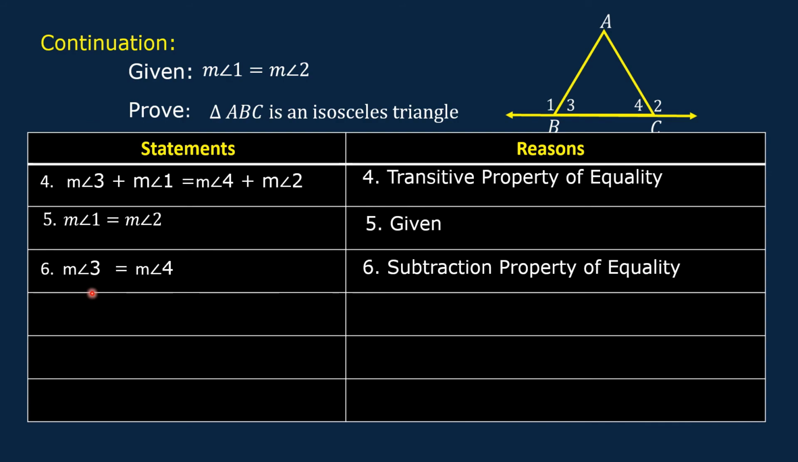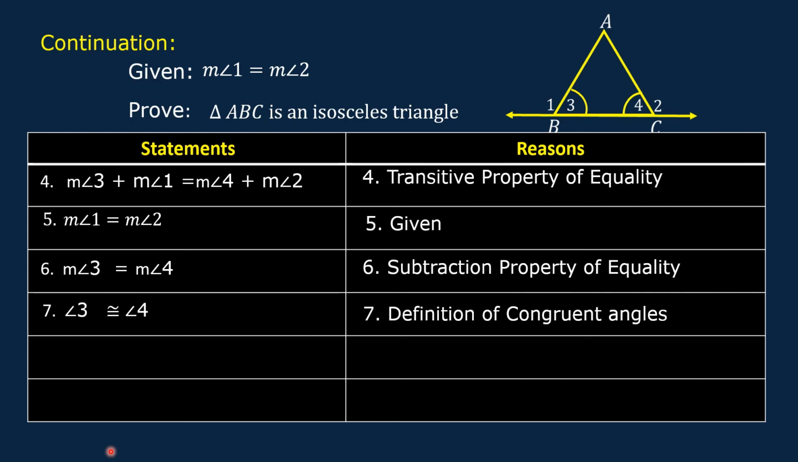If two angles have equal measures, then they are congruent. So for statement number 7, we have angle 3 is congruent to angle 4. Let us indicate this in the figure. So our reason, definition of congruent angles.